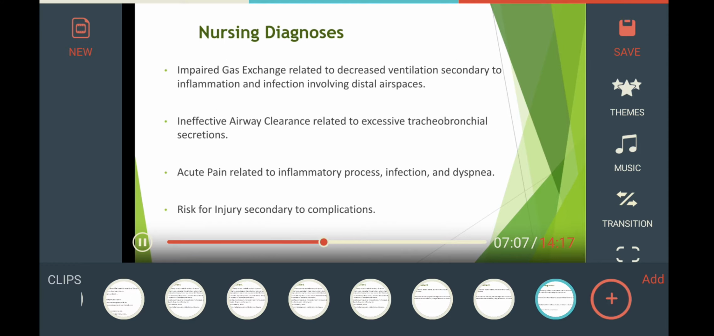Nursing diagnosis. Impaired gas exchange related to decreased ventilation secondary to inflammation and infection involving distal air spaces. Ineffective airway clearance related to excessive tracheobronchial secretions. Acute pain related to inflammatory process, infection, and dyspnea. Risk for injury secondary to complications.